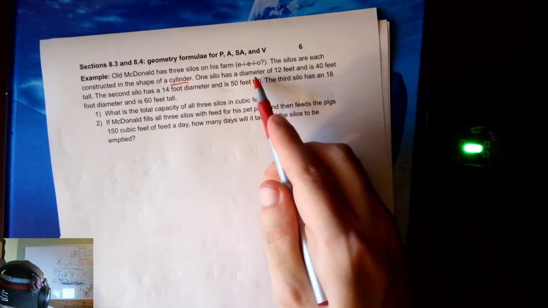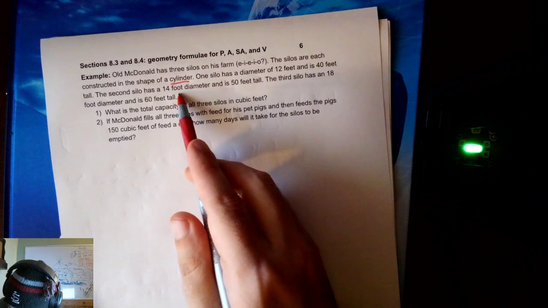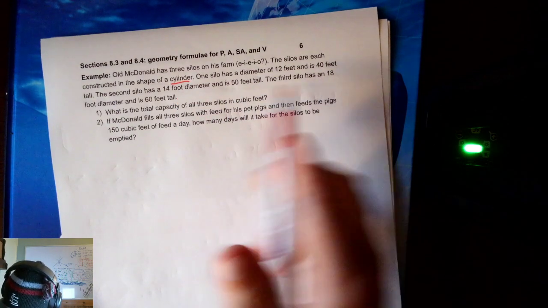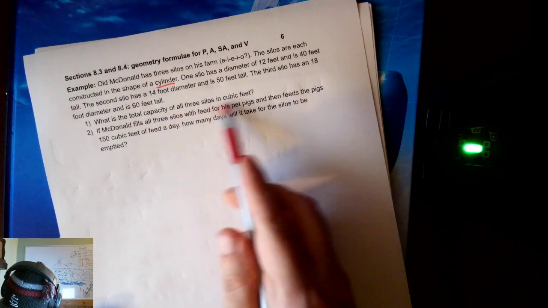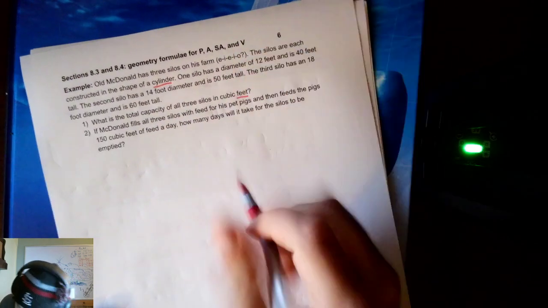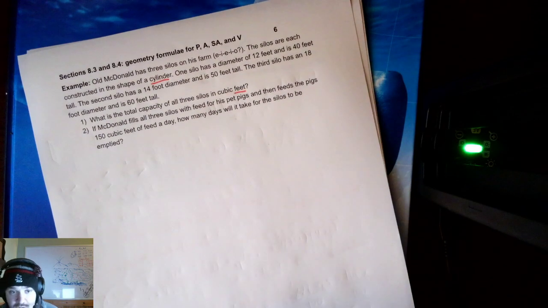One silo has a diameter of 12 feet and is 40 foot tall. One's 14 feet by 50, and one's 18 feet by 60. What is the total capacity of all 3 silos in cubic feet? Well, it's good all of my measurements were in feet, so I don't have to do anything with that. And then part 2, we'll deal with that in a second. Let's look at the first part.